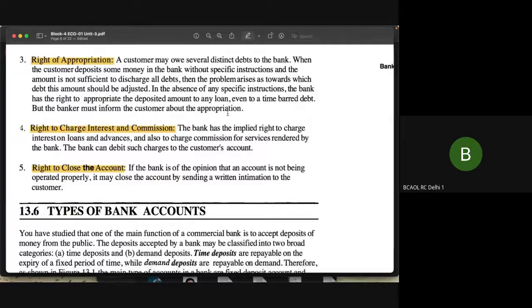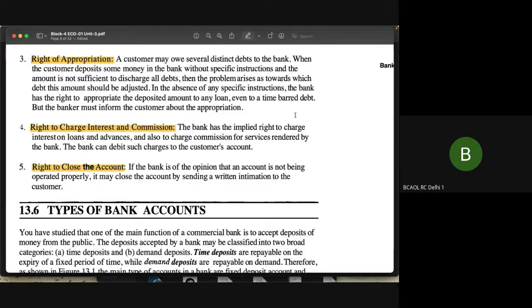Right of appropriation. See, there are n number of charges that a bank takes from you: card charges, delay on payment charges, and all that. So if you have not given any specific instruction, the bank can appropriate this amount from your account without your permission, because this is a right of the bank. Charging you interest and commission, and the right to close the account.